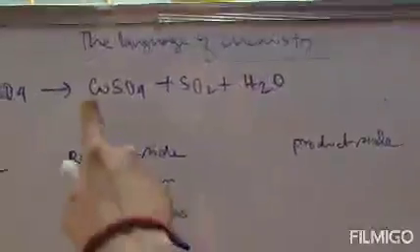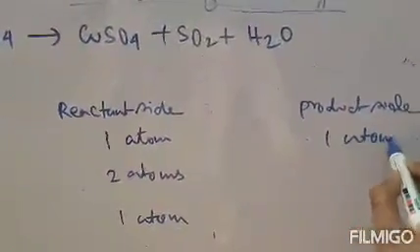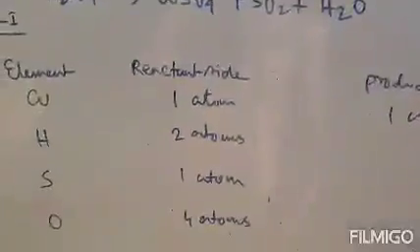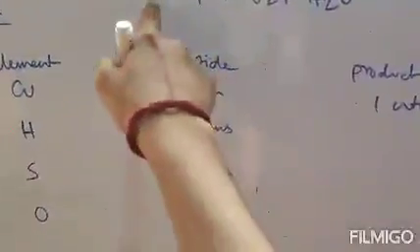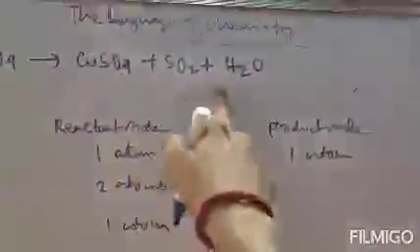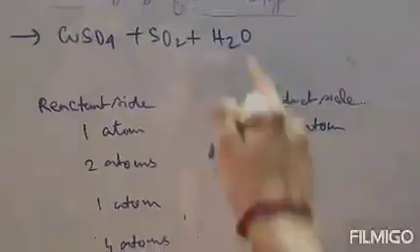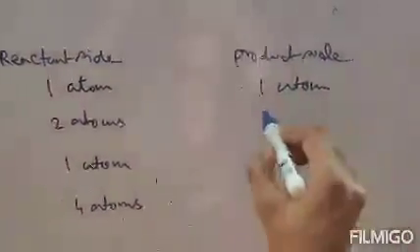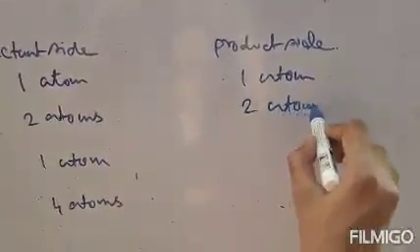In the product side there is also 1 copper atom. So just write 1 copper atom. Now hydrogen. Count the number of hydrogen. There are 2 atoms of hydrogen on the product side, so write 2 atoms.